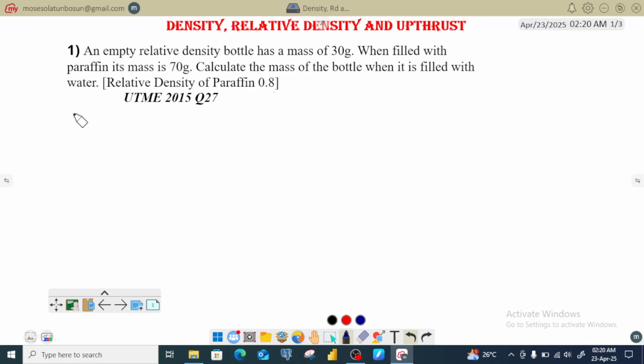Now we have the mass of the empty relative density bottle. Let's call that one M1, and that is given as 30 grams in the question. And we have the mass of the bottle when it is filled with paraffin, that is when the bottle is fully filled with paraffin. So let's call that one M2, and that is 70 grams.